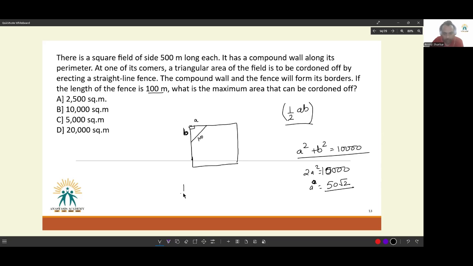If A is 50 root 2, area will be given by half into 50 root 2 into 50 root 2. Cancel this with 2, 50 into 50. The area will be 2,500 square meters. Although this is geometry, the maxima-minima principle is getting used. If you've done enough geometry questions, you would know that if the hypotenuse is given, the maximum area is when you take an isosceles right angle triangle. But in case you don't know it, you can reach that conclusion via algebra as well.